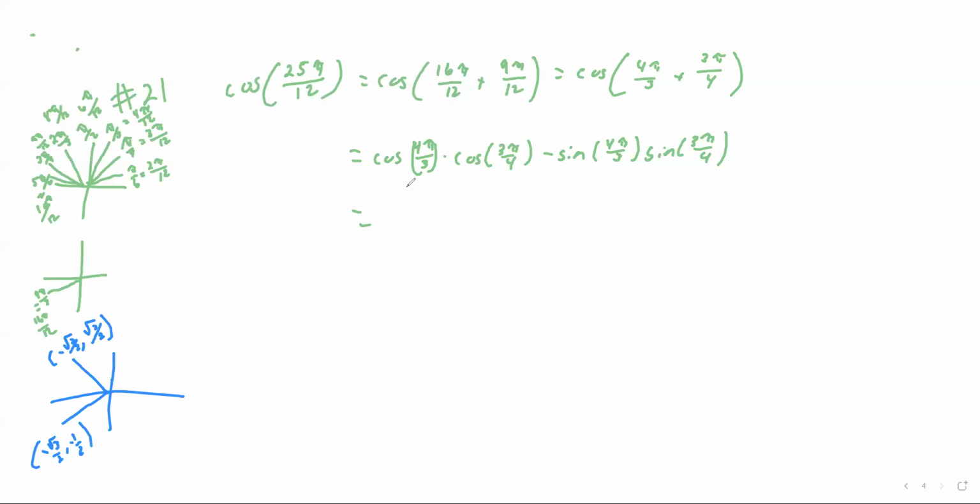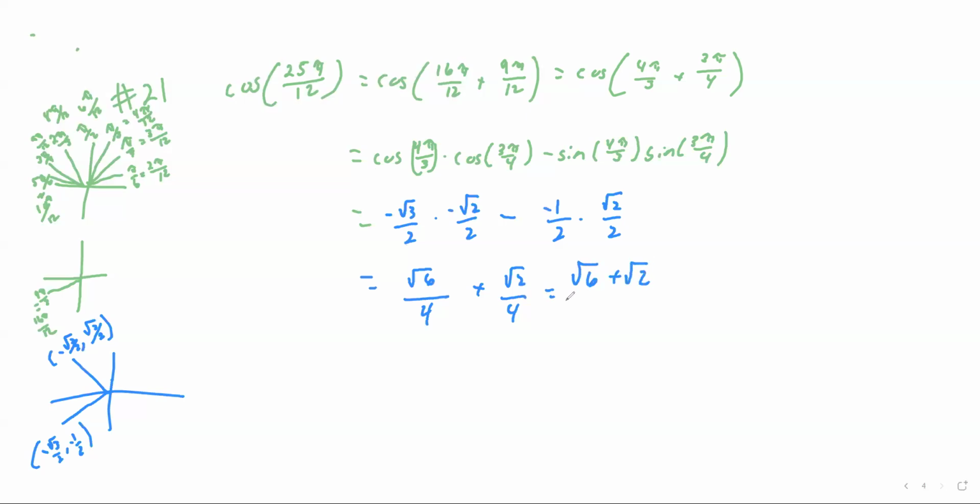So when I write my results, cosine at 4 pi thirds is negative square root 3 over 2. Cosine of 3 pi fourths is negative square root of 2 over 2, minus sine of 4 pi thirds, which is negative 1/2, times square root of 2 over 2. So then I do the math, and that's going to give me a square root of 6 over 4. And that's all going to give me a positive square root of 2 over 4, which then gives me square root of 6 plus square root of 2 over 4.